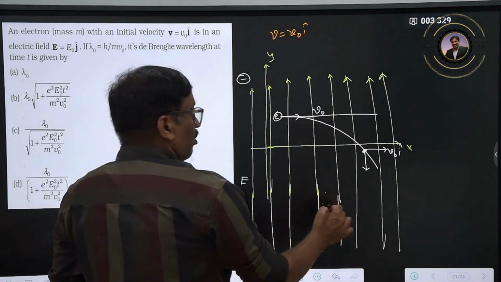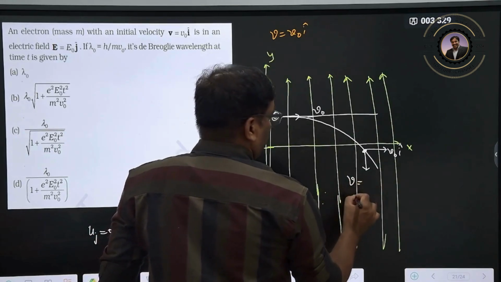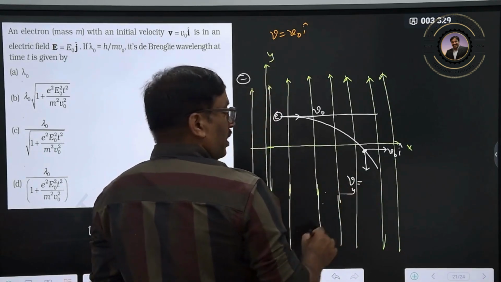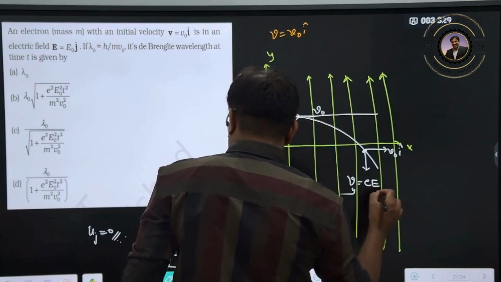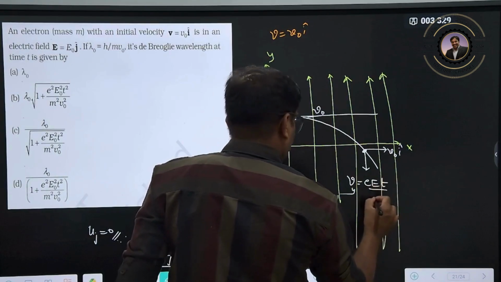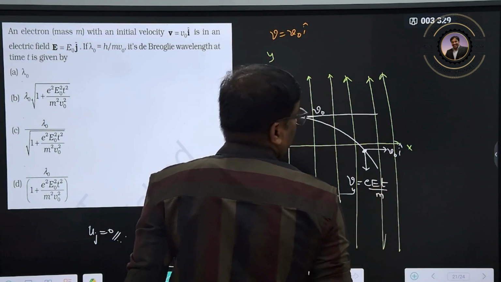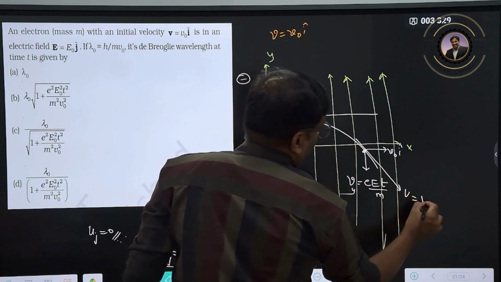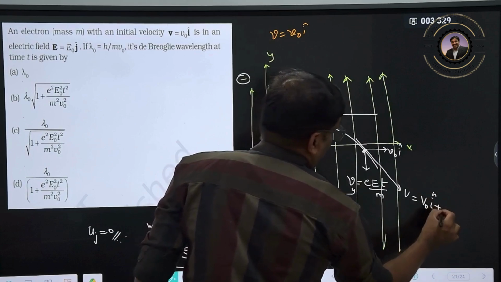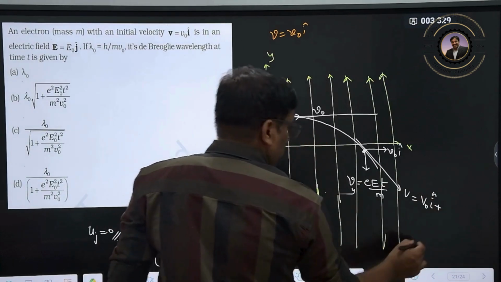So the initial velocity along the y axis is nothing but 0. Therefore, what will be the final velocity here? The final velocity along y will be E into T by M. Clear? So what will be the velocity at this point? V we can write as V naught I cap plus, or rather minus, this.